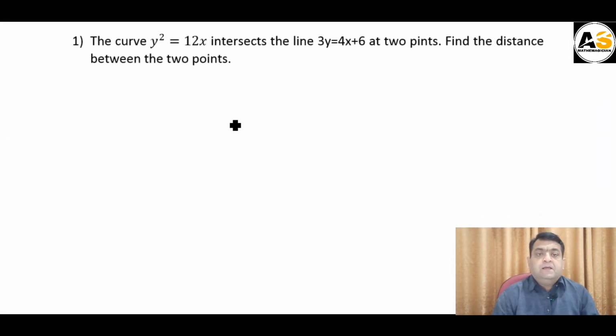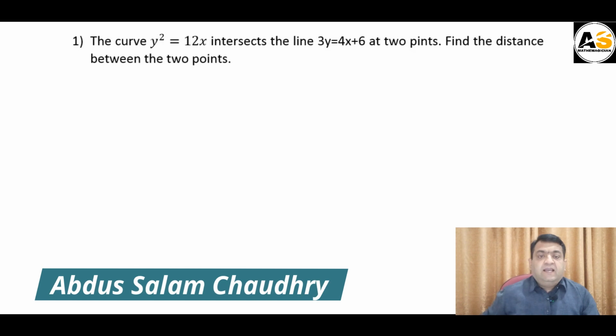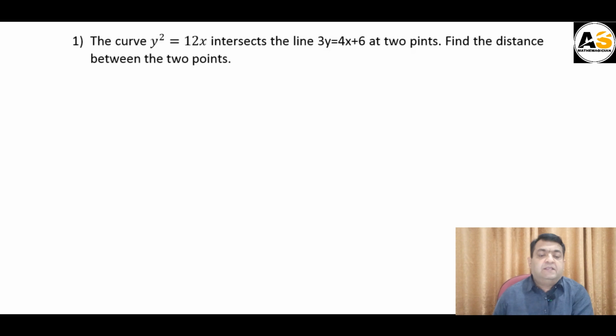Dear students, the first question is, we are given a curve y square is equal to 12x and an equation of a line 3y is equal to 4x plus 6. These two curves intersect at 2 points and we have to find the distance between those 2 points. First of all, we will need to find those 2 points.